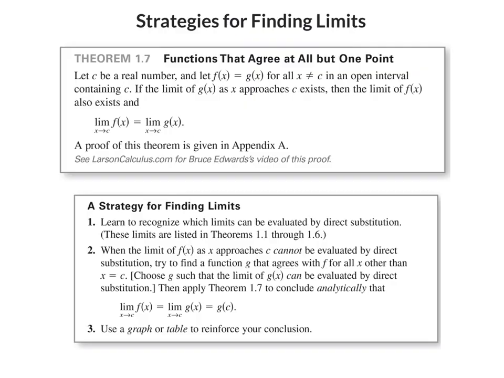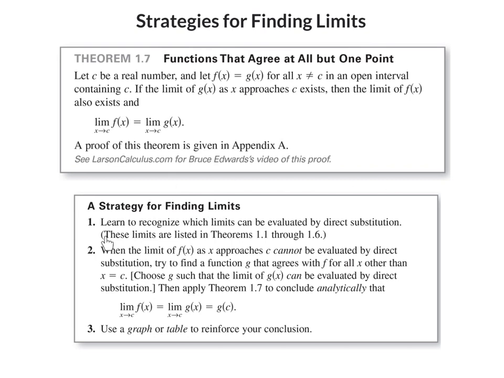Our next theorem helps us find strategies for finding limits where we can't necessarily use direct substitution. So this next one is functions that agree at all but one point. So if I have 2 functions, f and g, and they're the same, and as they both approach c, that's going to mean that their limits are going to be equal. We'll do an example of that in just a moment.